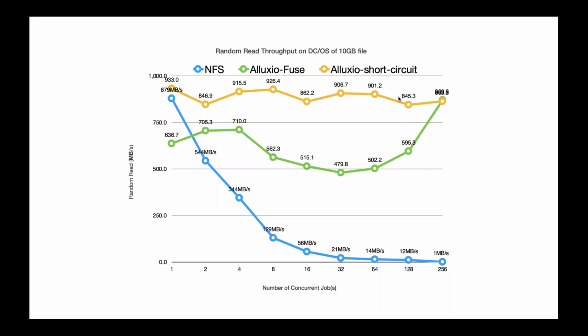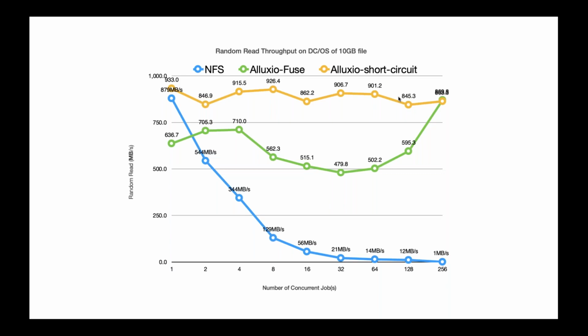But once we reach the second concurrent job, NFS drops and the speed of read decreases significantly. And by the time we reach the fourth job, it has just cut the speed in half.